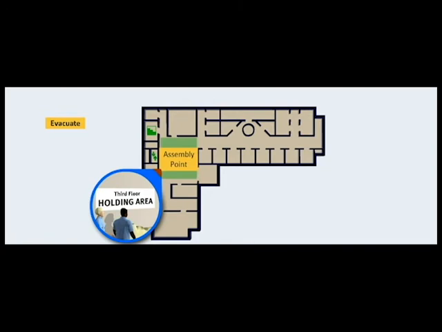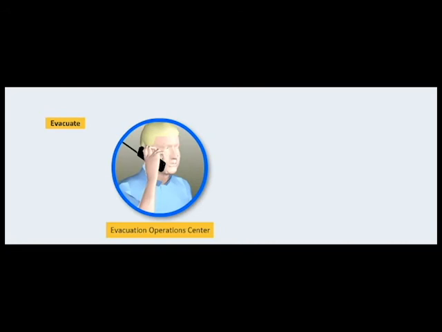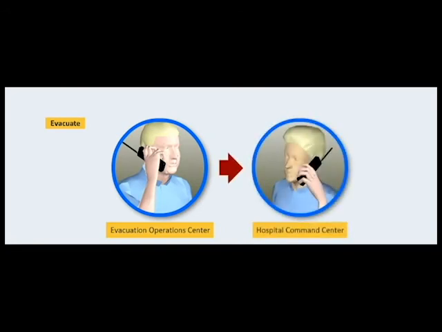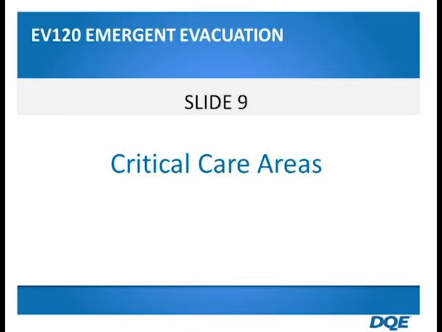Once clear of the immediate threat, relocate all patients and visitors to a patient holding area established by the evacuation branch director. In the event of a short-term relocation, persons relocated may remain in the immediate vicinity until a determination is made that the location is safe for reoccupancy. The Evacuation Operations Center will notify the hospital command center when the evacuation is complete.